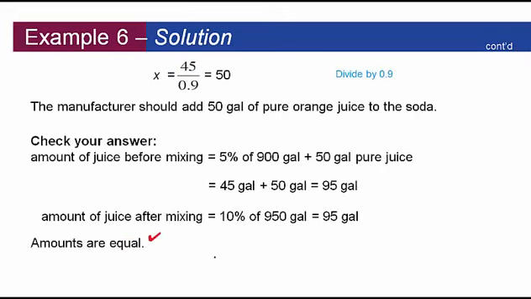Divide both of them by 0.9, and you get 50. So they have to add 50 gallons of pure orange juice to bring it up to the 10%. And we can double check that and see that our amounts are equal.